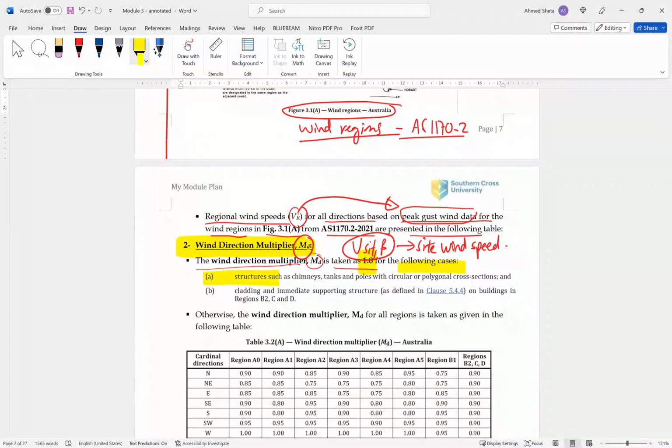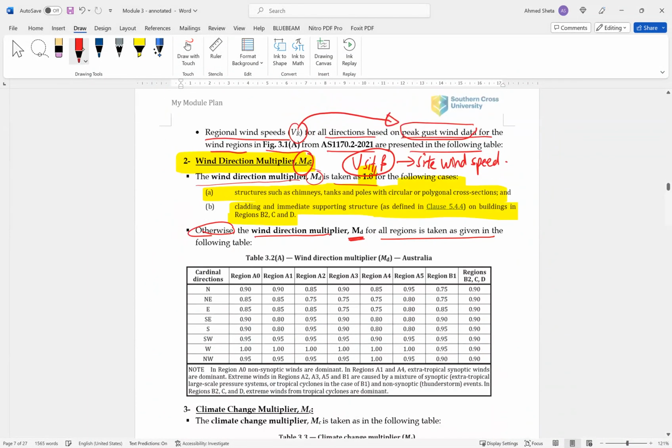If the structures are chimneys, tanks, and walls with circular or polygon cross sections, or cladding and immediate supporting structures on buildings, in these two cases you can take MD as 1. For other cases, like normal buildings, the wind direction multiplier MD for all regions is taken from the table below. Table 3.2A is the wind direction multiplier in Australia.